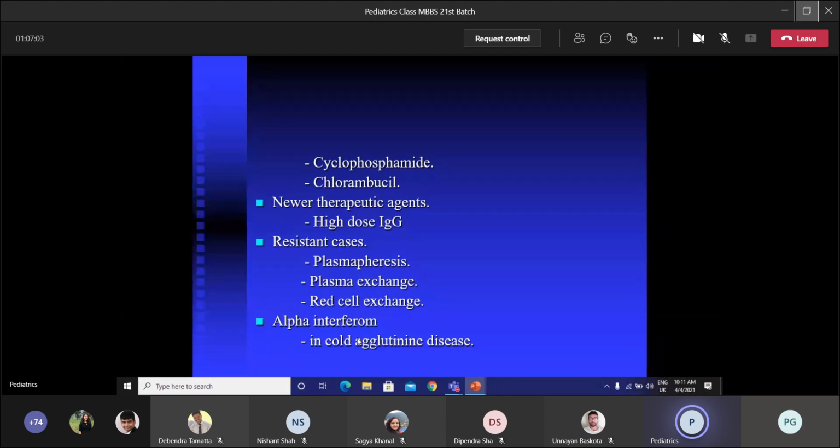Basically, what is the cause classification of hemolytic anemia? In hemolytic anemia, first enzyme defects like glucose-6-phosphate dehydrogenase deficiency, hereditary spherocytosis, membrane defects, hemoglobinopathies like thalassemia and sickle cell anemia, and autoimmune hemolytic anemia. These are the most common topics which can be asked in the exam.